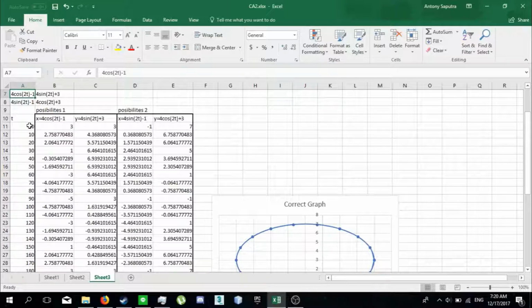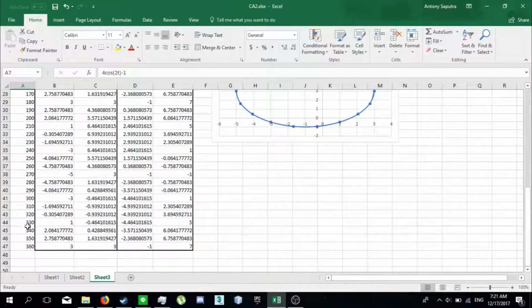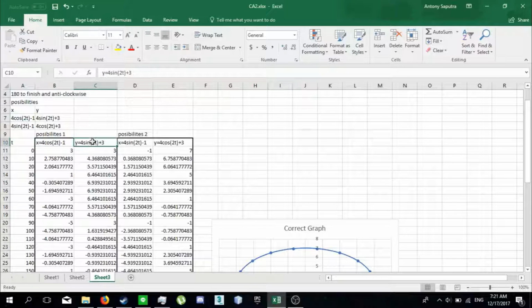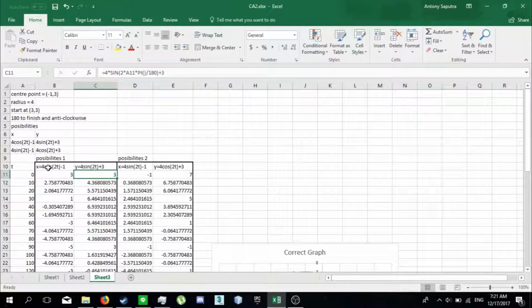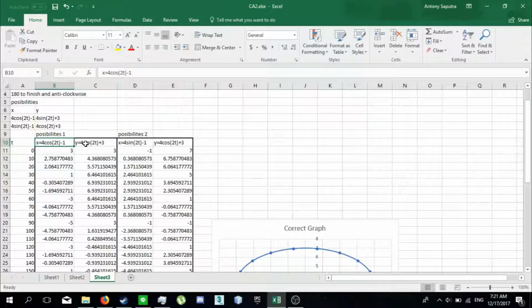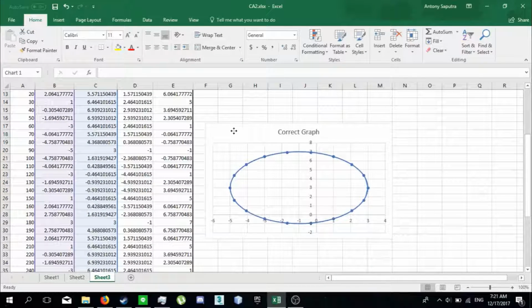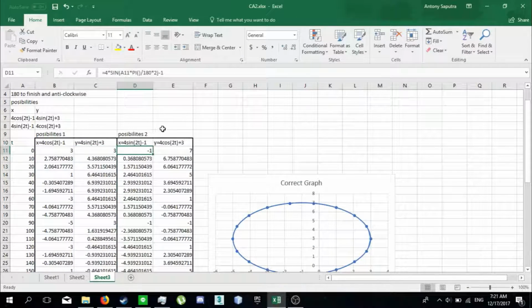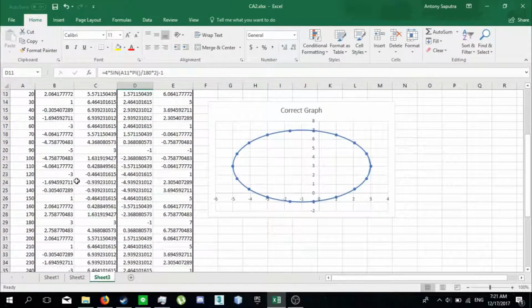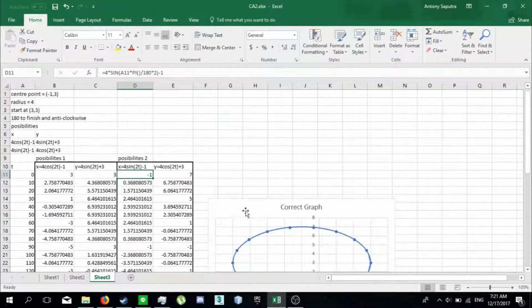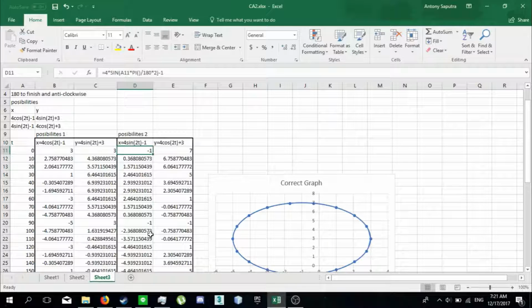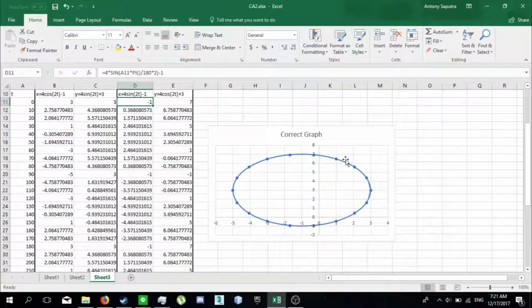Now I already made t from 0 to 360 and then counted, which gives possibility 1 and possibility 2. We can see that when t is 0, when we basically start, this is 3,3, which is exactly what we want. So x equals 4 cos 2t minus 1 and y equals 4 sin 2t plus 3. And then this is the correct graph, and this is set at minus 7, which we will see later on. I hope so. It's basically the same circle, it just doesn't touch the way it wants.